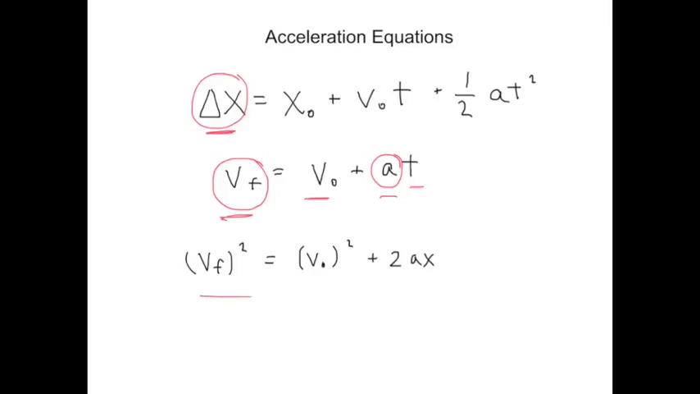And then finally, we have this one I just went over on the last slide. This is the equation where you don't know anything about time, but you do know things about acceleration and about the change in velocity, so from the initial velocity to the final velocity. So that's a summary of acceleration.